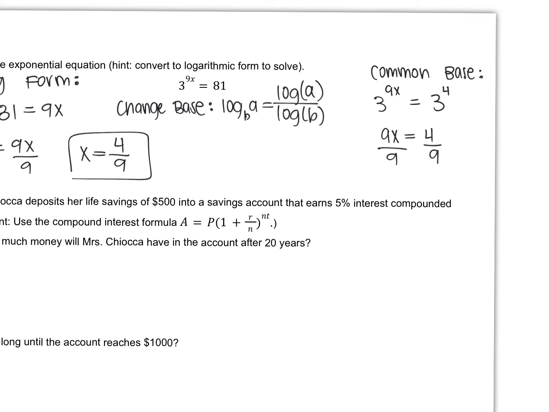But common base can't always be used. Like on that previous example I just did with the 4 to the x plus 3 equals 10, I can't use common base to solve that. I would have had to convert to log form. So log form can always be used to solve an exponential equation. Common base, it really depends. So I recommend always using logarithmic form because it will always give you the correct answer.